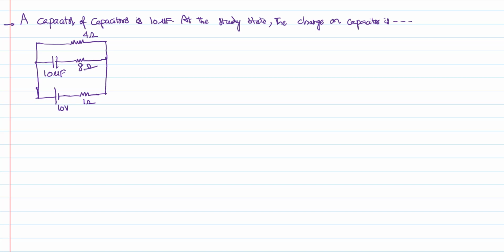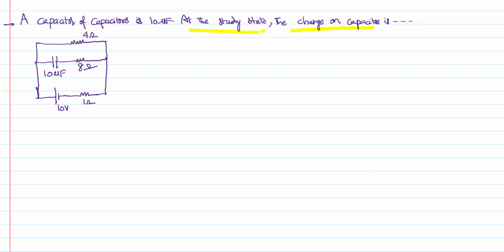We would like to find out what is the charge on the capacitor in the circuit in a steady state. In a steady state means the capacitor is at full capacity, it has got charged and you don't want to take any further charge, and hence there is no flow of the current in that branch. In that state, what is the charge on the capacitor?